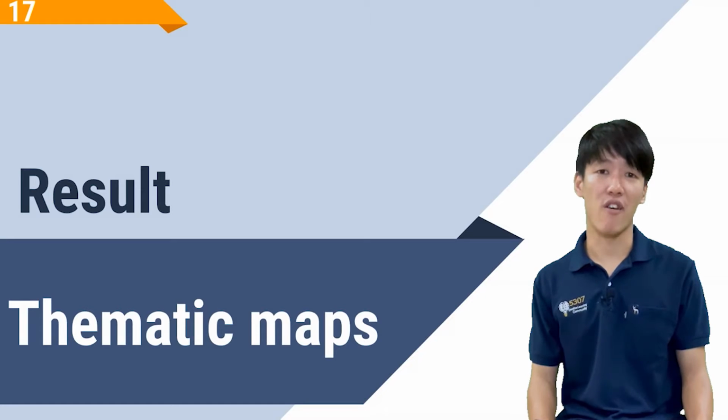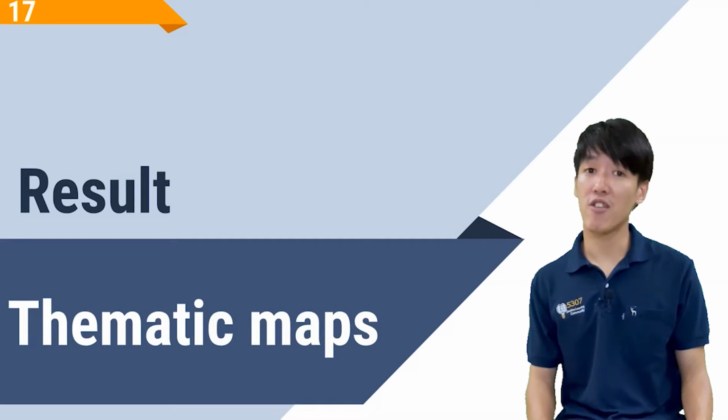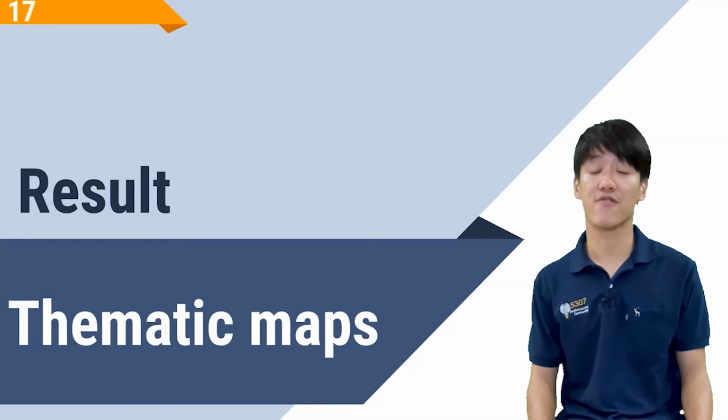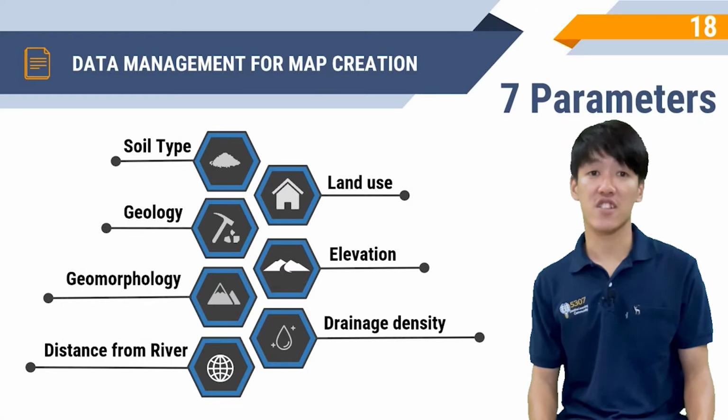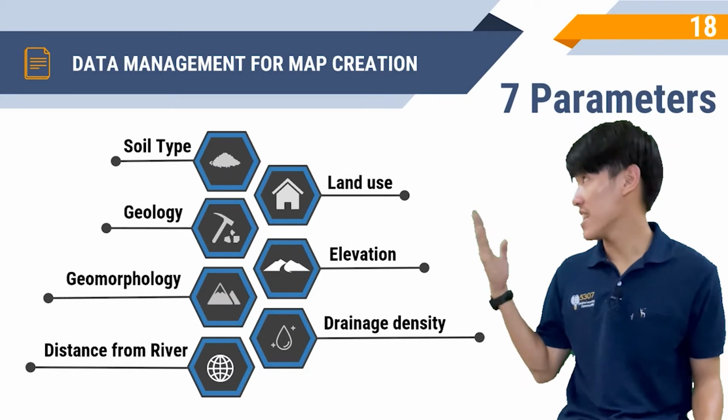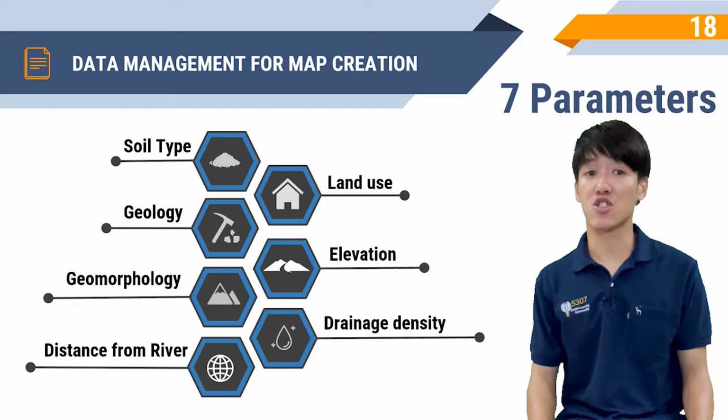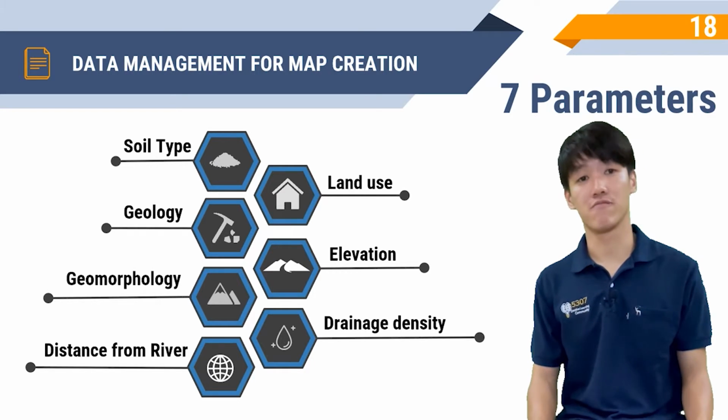Now, let's turn our attention to the results. The results of this study consist of three sections. The details of each section are explained as follows. The first section is thematic maps. This slide shows the total of 7 flood causative parameters. The detail of each parameter is discussed as follows.